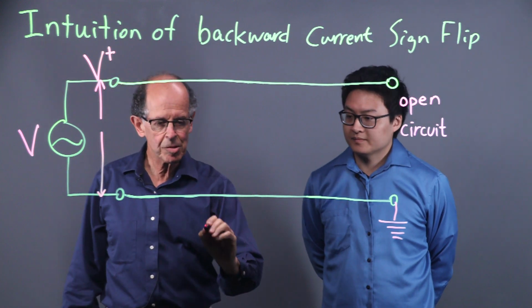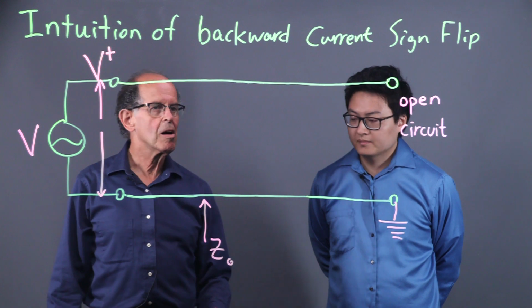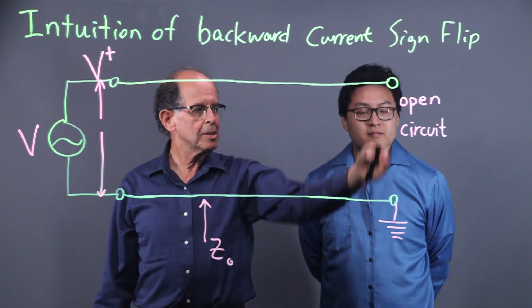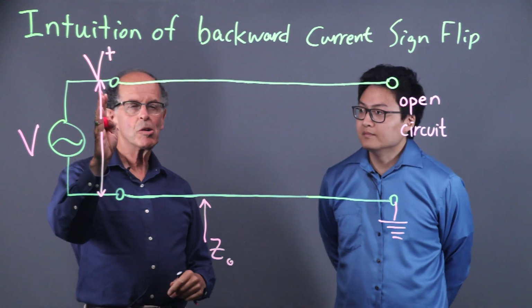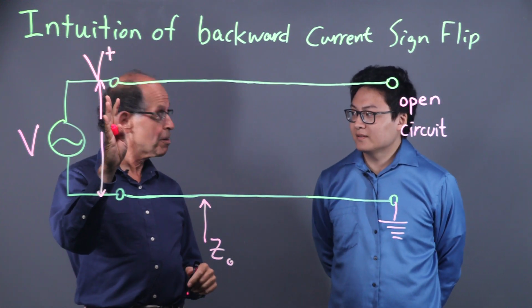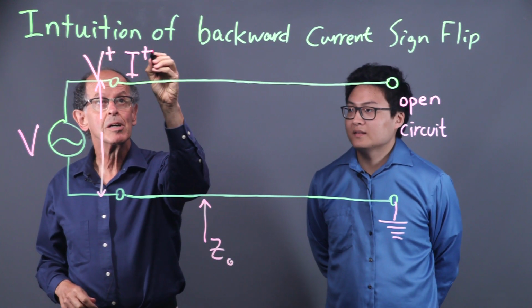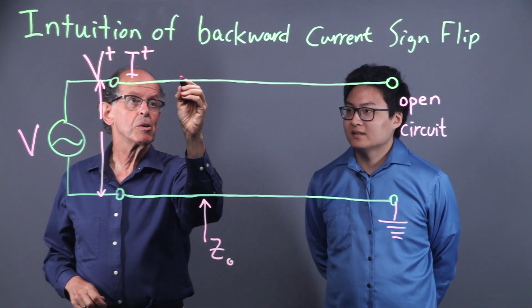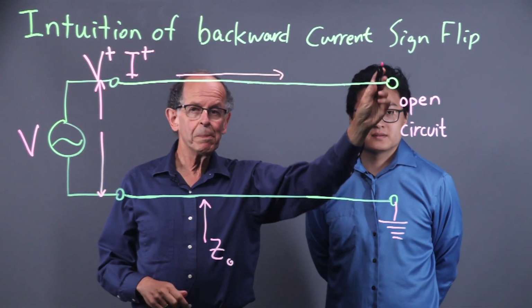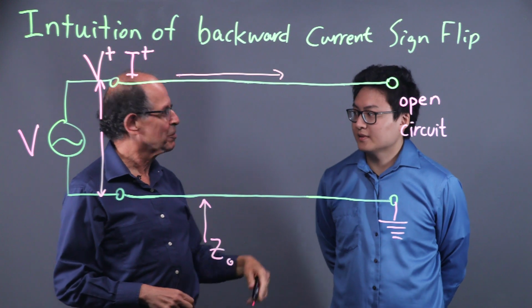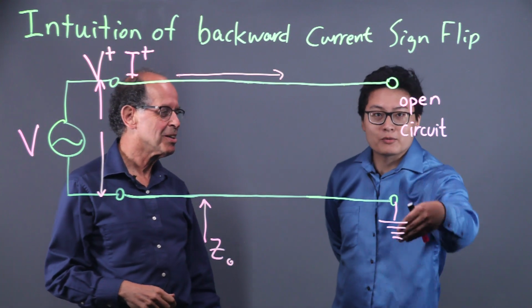The line has some characteristic impedance, Z0, and the load here is a simple load. It's an open circuit. Now, associated with the voltage wave, there's a current wave, and its amplitude is I plus. So the current goes down the line. Now, it's open circuit. So Sam, what's the current in an open circuit? Well, it's supposed to be zero. Nothing can go through an open circuit.